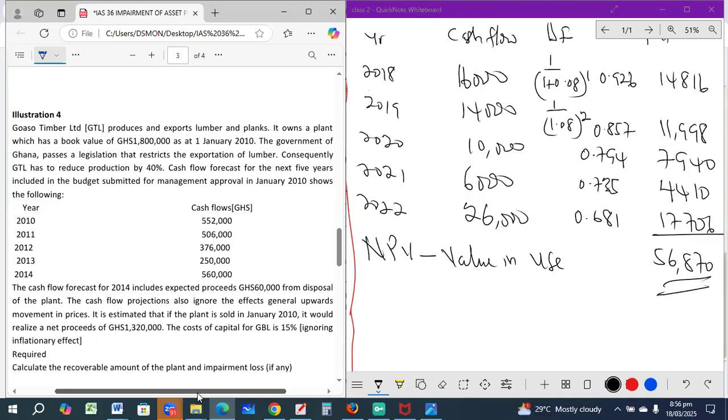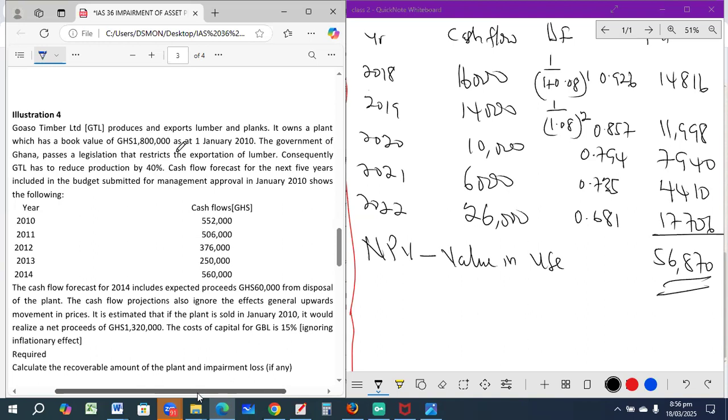Okay. So they said that it is estimated that if the plant is sold in 2010, it would realize a net proceed of 1,320,000. The cost of capital for GBL is 15%, ignoring any inflationary effect. So look at this. We have been given the whole thing there.